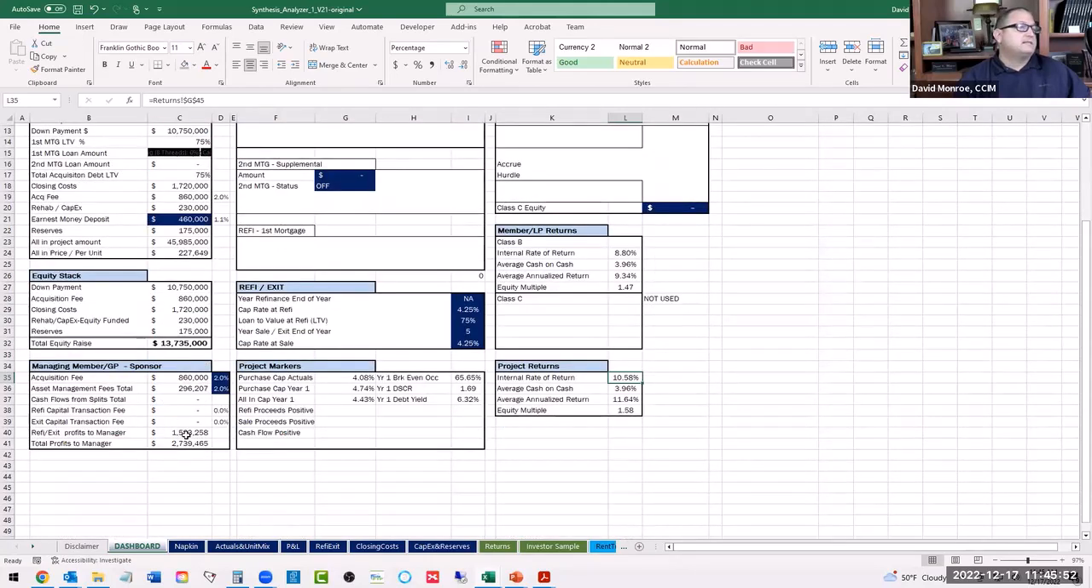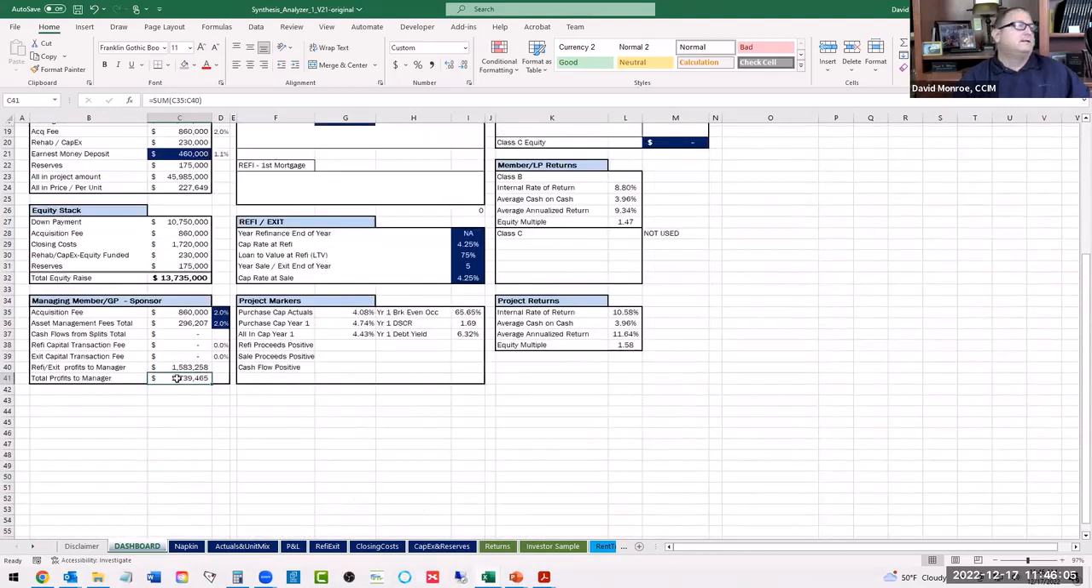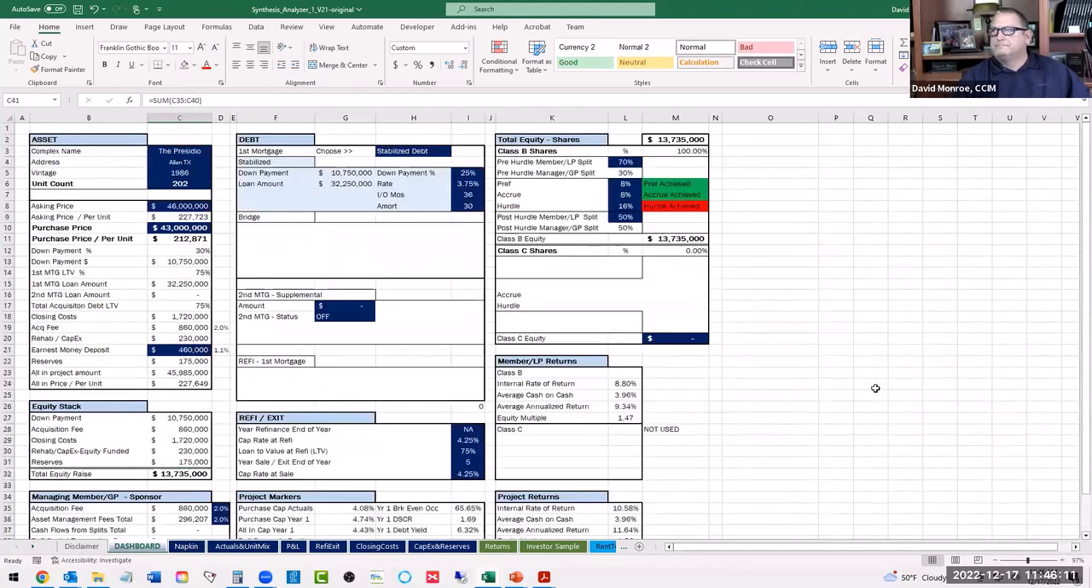So on refi exit, after exit, the managers, so the sponsors who put no money into this deal, 100% went to Class B shares. They put no money in the deal, and they're going to get back $2.75 million after sale. Now, that's not typical. Typically, the sponsors will put money in.